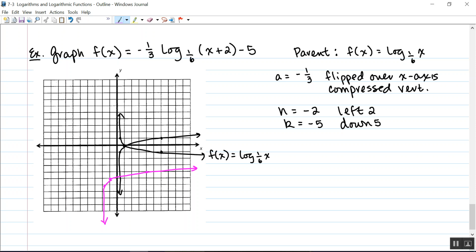So in this section, we took a look at logarithms, what a logarithm is, what graphs of logarithmic functions look like, and we looked at how to switch something from exponential form to logarithmic form.